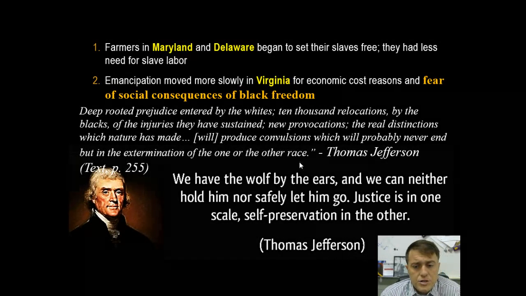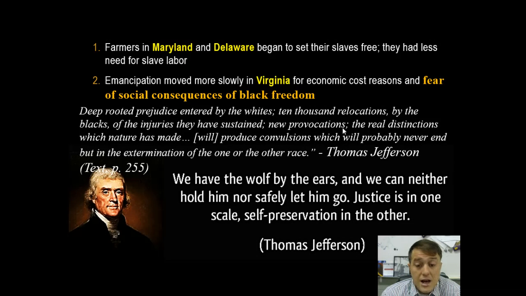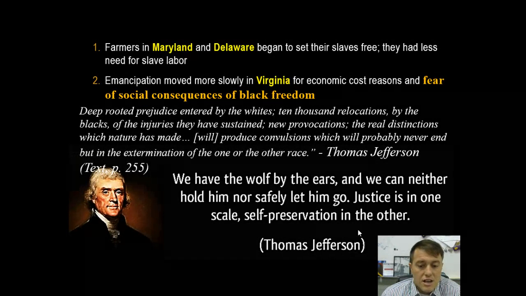Okay, so one thing that we will see here, guys, is that Jefferson firmly believed, okay, so purpose, he did not think that whites and blacks could live together. He didn't think that it was possible. But he also said, if we look at this, we have the wolf by the ears, and we can neither hold him nor safely let him go. Justice is in one scale, self-preservation in the other.